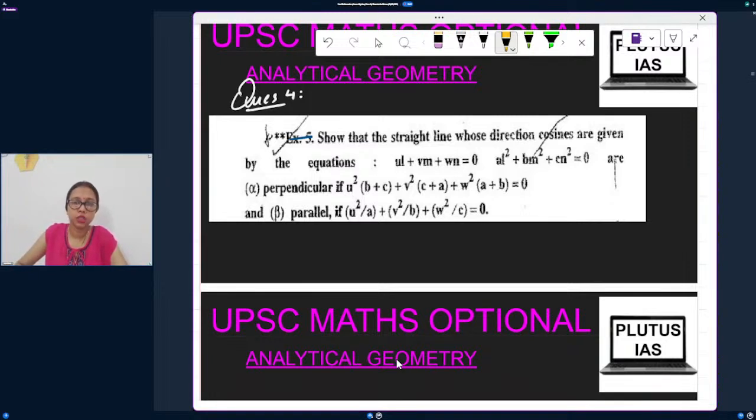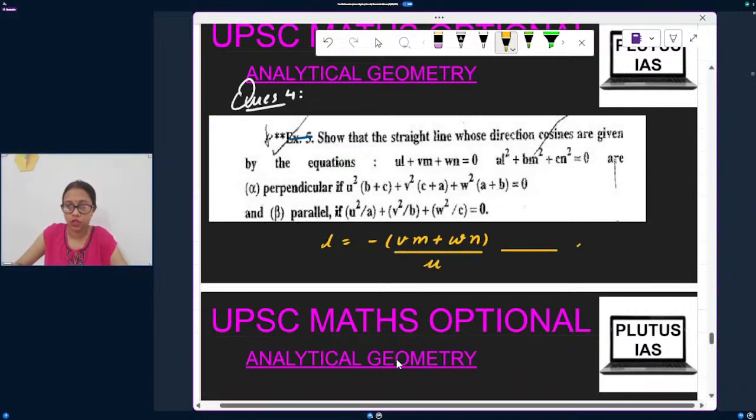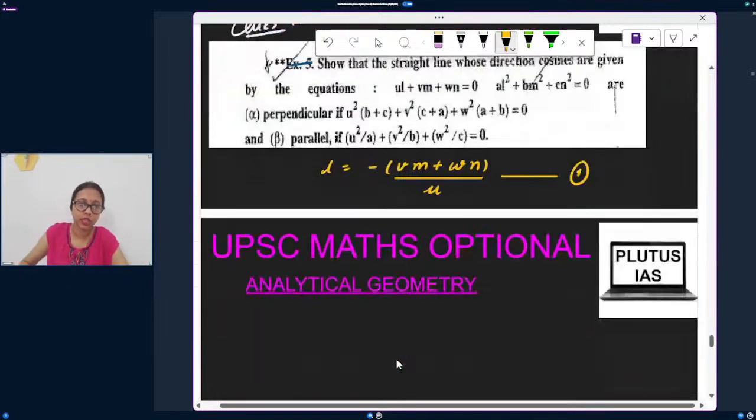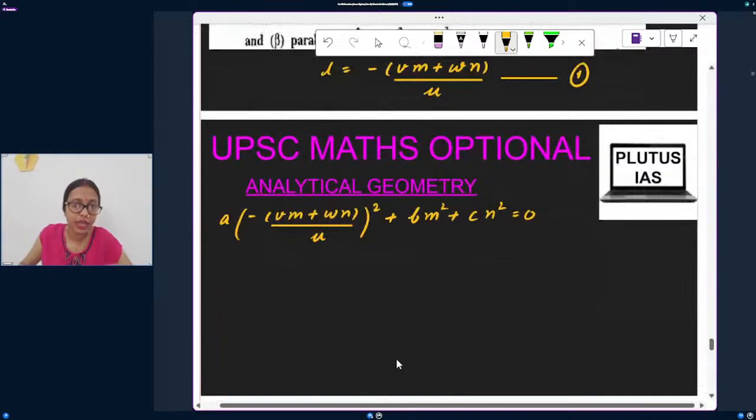So, you'll find l from one of these relations. This is (vm plus wn) divided by u. That's your first relation. You'll use it in your second relation, which is a times (vm plus wn) divided by u, whole square, plus bm square plus cn square equals 0. I'll consider it as a quadratic equation in m.